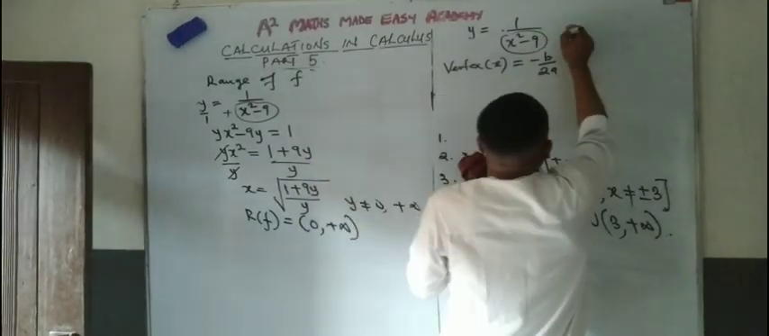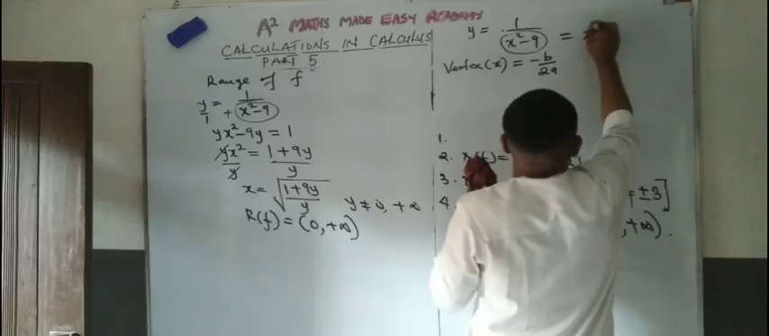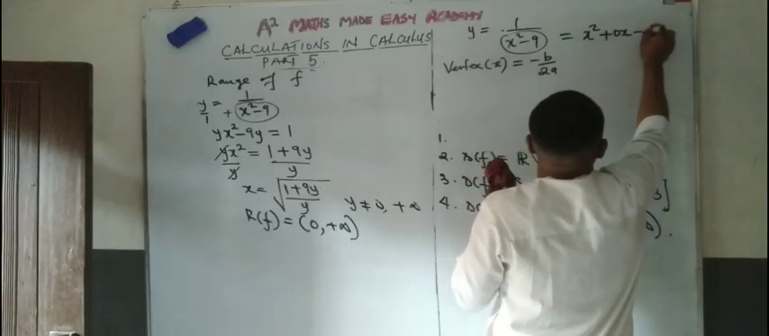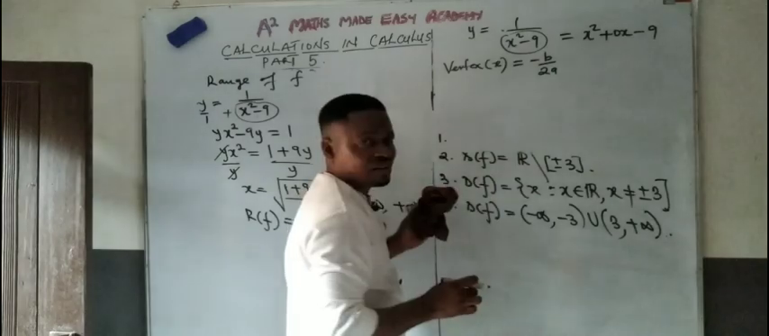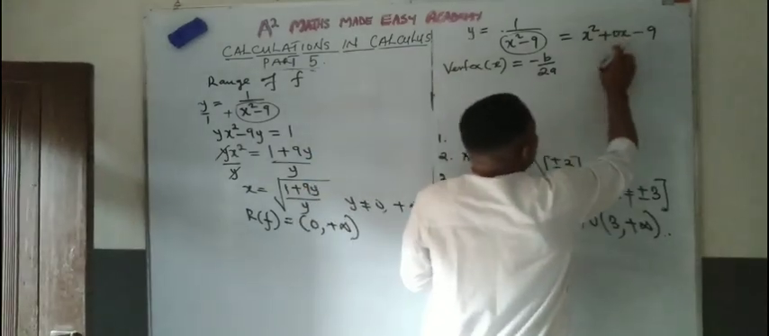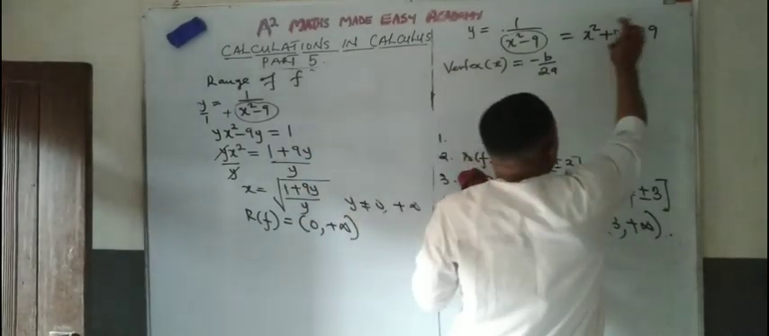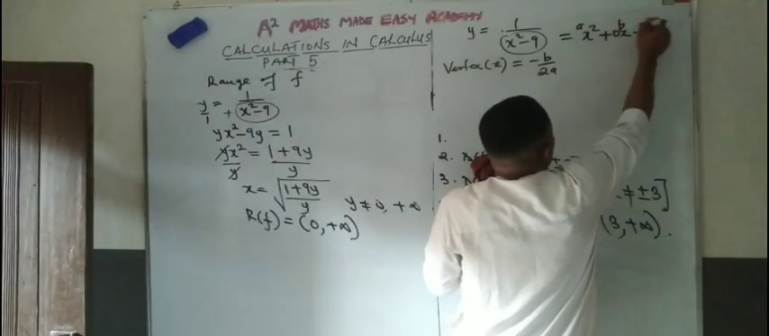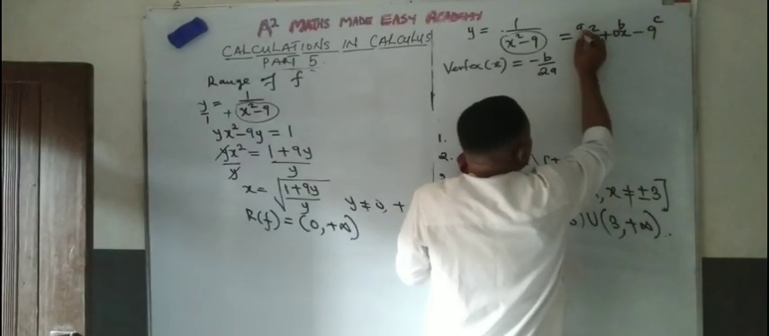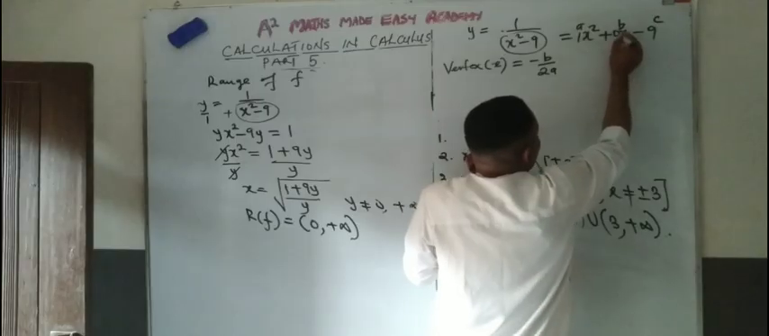So watch. How do we rearrange this? This is x squared plus 0x minus 9. Do you agree with me? The reason is because 0 times x is already off. What remains is x squared minus 9. Then call this a, call this b, call this c. So which means my a is 1, and my b is 0.